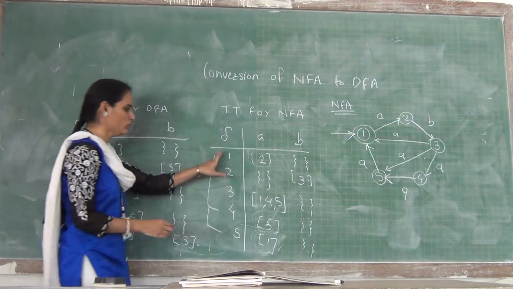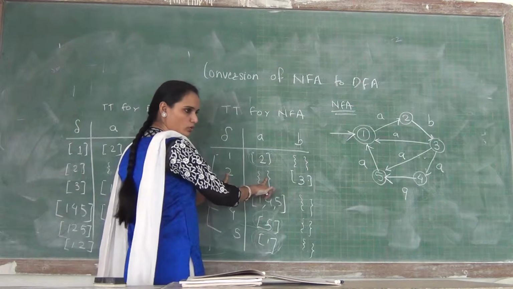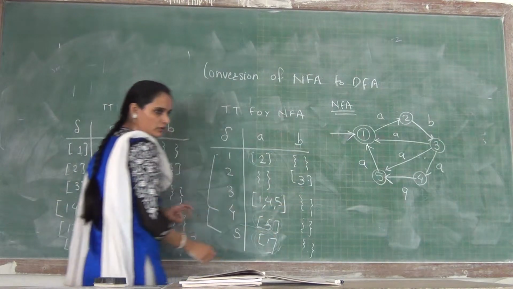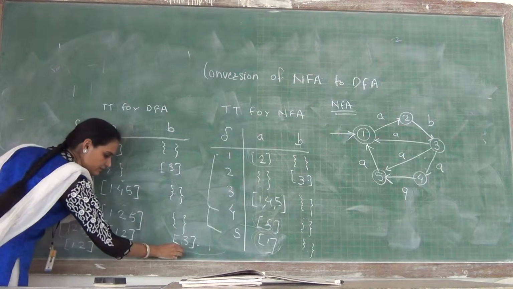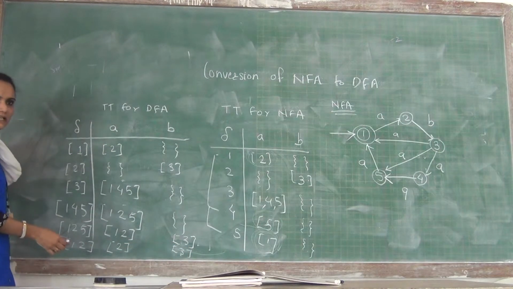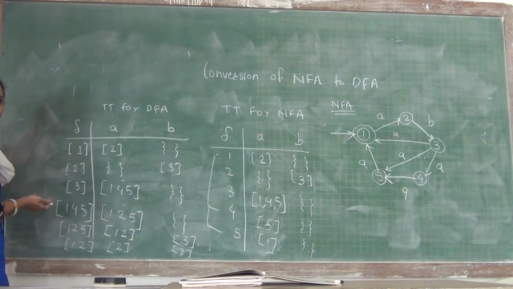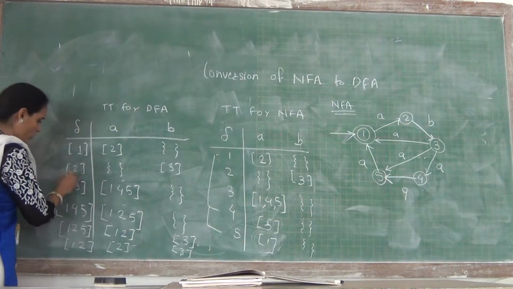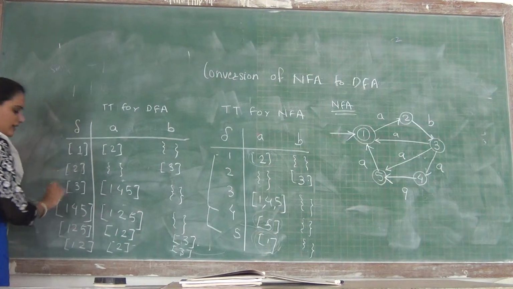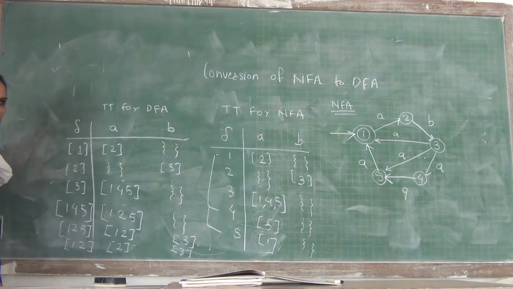So 1, 2 on input A it goes to 2. On input B it goes to 3. So here it is 2 and here it is 3. Is there any state remaining for which we have to find the transition? No. That 1, 2 is over. 2 is already over and 3, we already found the transition for that state.